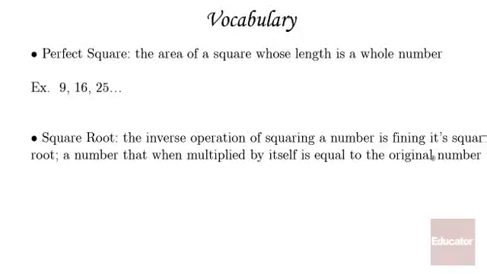Vocabulary for this lesson includes perfect square. A perfect square is the area of a square whose length is a whole number. So for example, perfect squares are numbers like 9, 16, 25. For example, 9 is a perfect square because you could have a 3 by 3 square, and the area would equal a perfect 9.